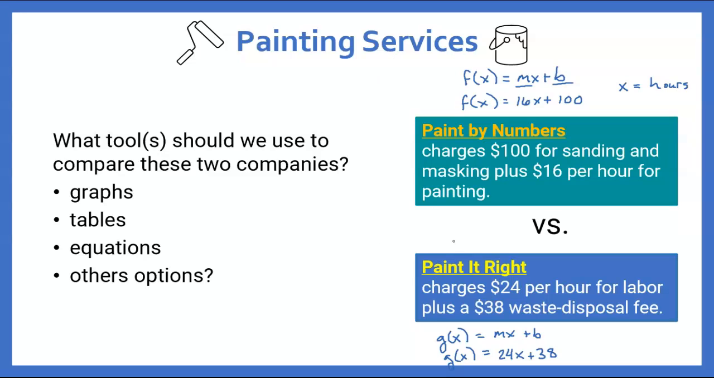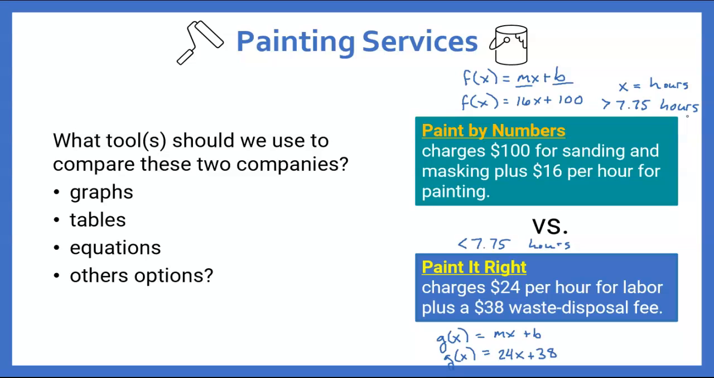So we said this one, we'd want to do Paint It Right for less than 7.75 hours. This one up here we use for greater than 7.75 hours. And if it was exactly 7.75 hours, they'd charge the same. Now this one's a little bit trickier though.